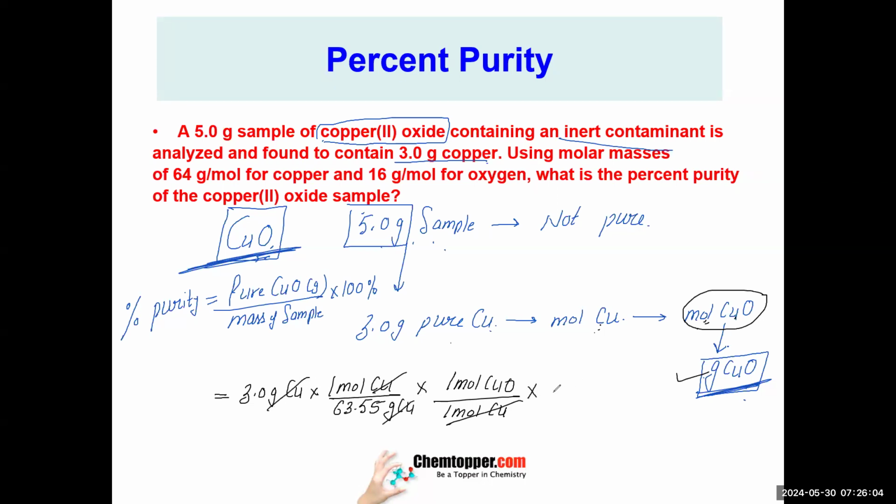Then what is the molar mass of CuO? 63.55 plus 16, 79.55. So I'll take that in the numerator, grams of CuO divided by 1 mole of Cu. Do the question in dimensional. It's going to help you a lot. You need not calculate every time. Now you can plug in one go and get the grams of your CuO. And that is pure.